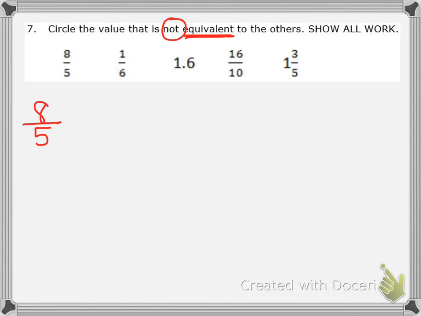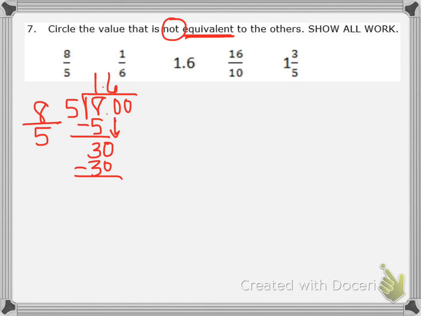Okay, remember, if I have a fraction, I'm going to divide. So this means 8 divided by 5. Use your horse and rider method to help you set your problem up. 5 goes into 8 one time. Subtract. 8 take away 5 is 3. Bring down my 0. 5 goes into 30 6 times. 6 times 5 is 30. And I just have 0 left over. So 8/5 is equivalent to 1 6/10.